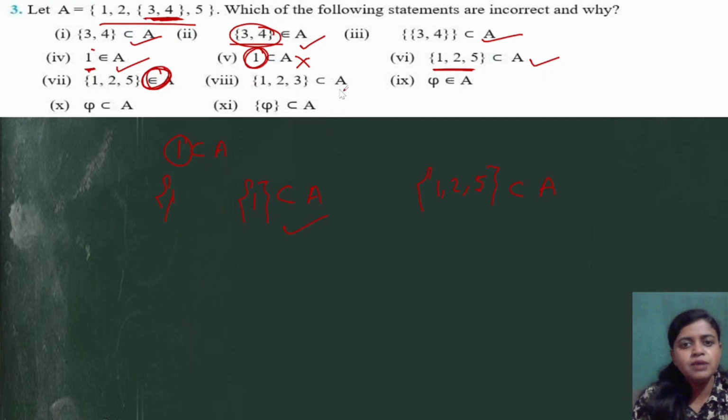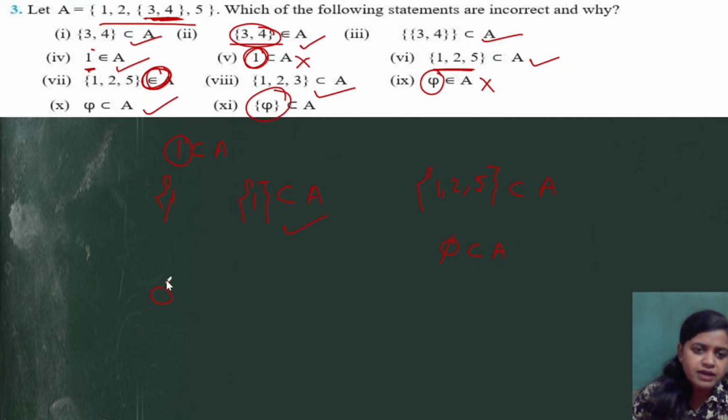And {1, 2, 3} subset of A. Yes, this is correct. 5 belongs to A: not correct, 5 is not an element here. {5} is a subset here. So {5} should be a subset of A. This one is not correct. And {5} subset of A is correct. No, we cannot write like that. Either we write it one way or the other. So this is not a correct representation. That's why it is incorrect.